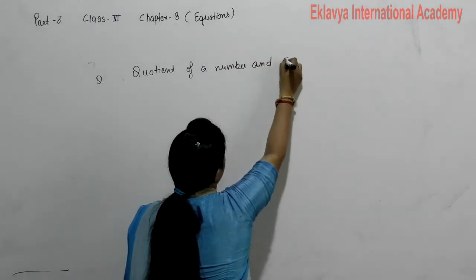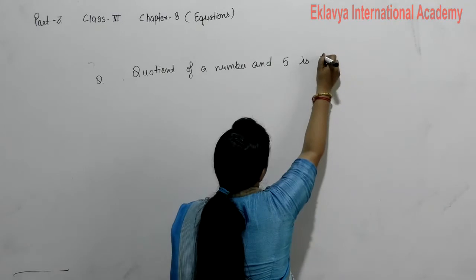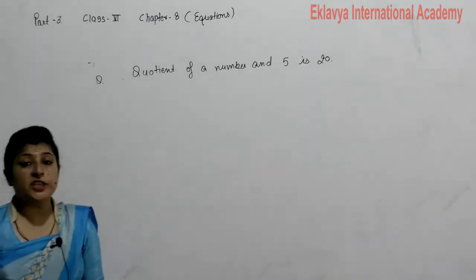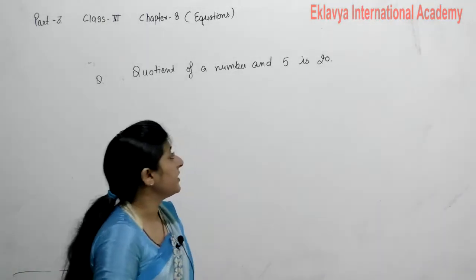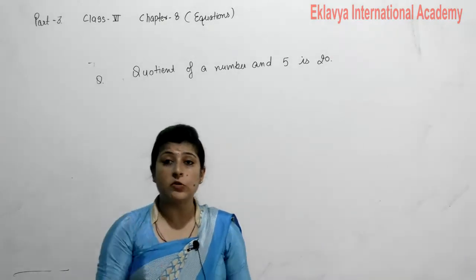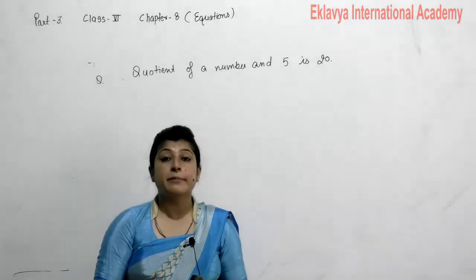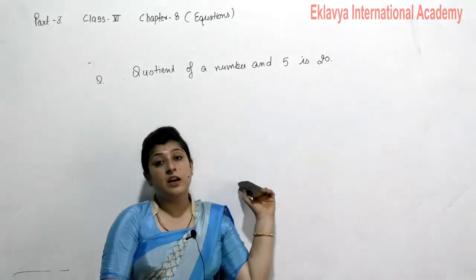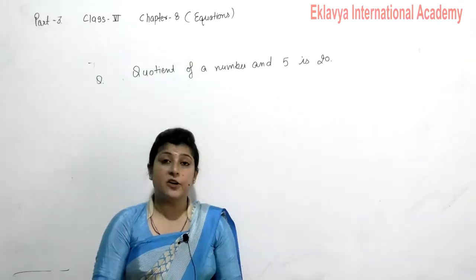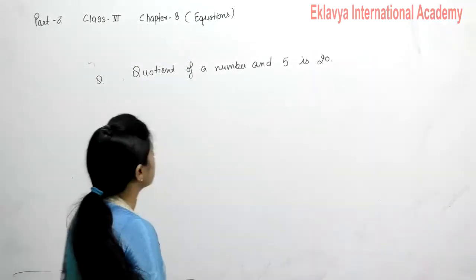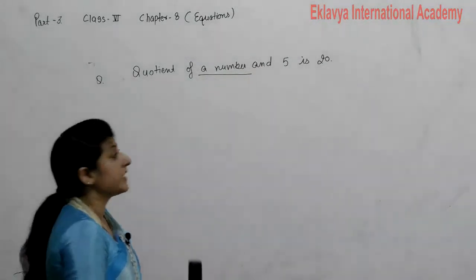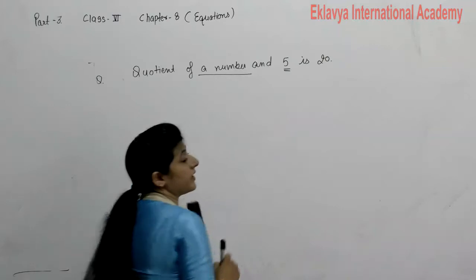Quotient of a number and 5 is 20. It means numerator and denominator. Whenever we want to find the quotient, it is a division problem, and in a division problem we need both numerator and denominator. So what is the numerator? Firstly, the number given to you is the numerator, and this one is the denominator.